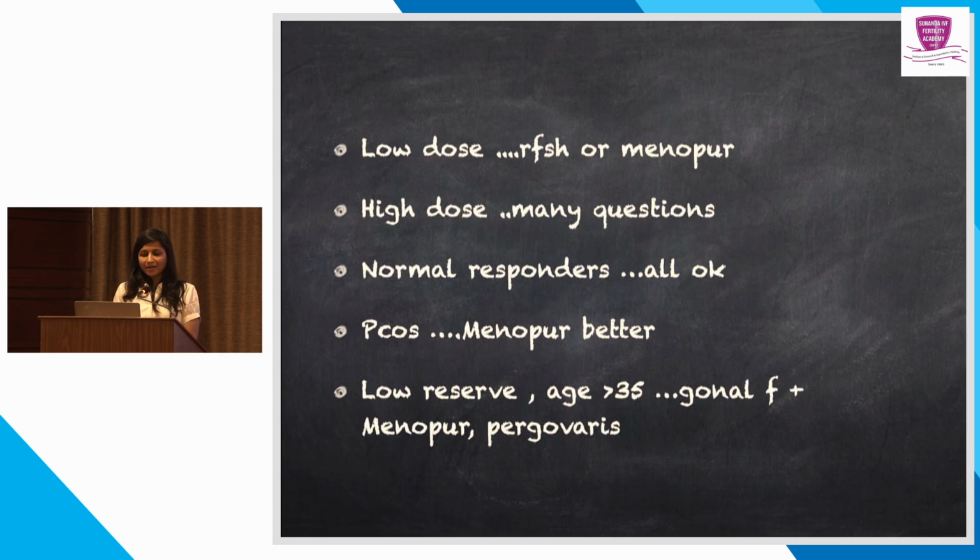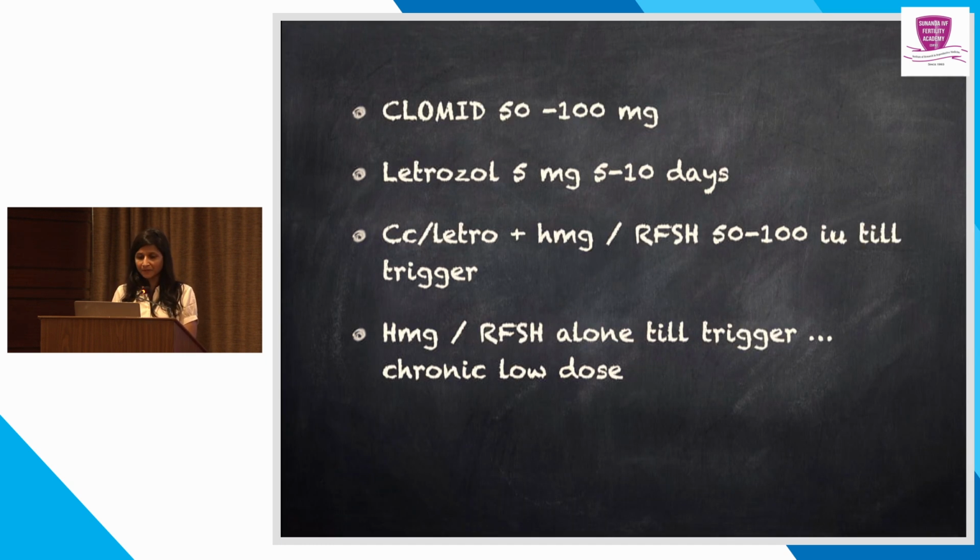So low dose of rFSH or Menopur; high dose we may require for many patients. And in PCOS, Menopur works better, in IVF stimulation also, but obviously it becomes very expensive to offer Menopur when it comes to a COH cycle or an IUI cycle. So we use urinary preparations of HMG. For low reserve or age more than 35, Gonal-f and Menopur may work better.